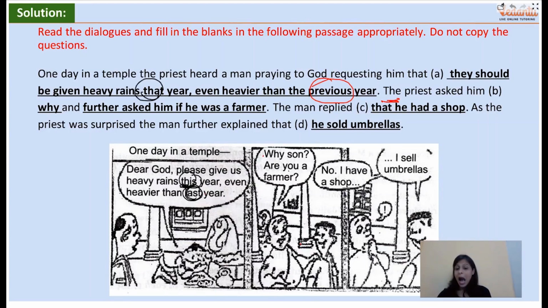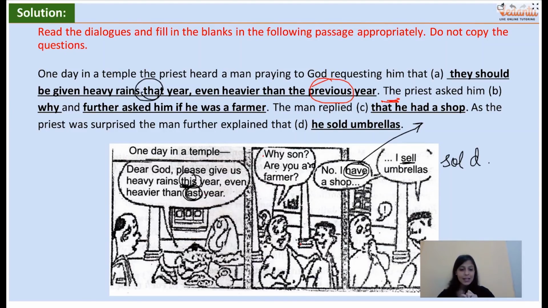Similarly, the priest asked him why, father asked him if he was a farmer. So if you are a farmer, okay, so that gets converted. If he was a farmer, then no, I have. So have gets converted, I already told you, have gets converted into had. Here gets converted into there. So these are the small things. I sell gets converted into, of course, in reported, you're going to change it into sold.